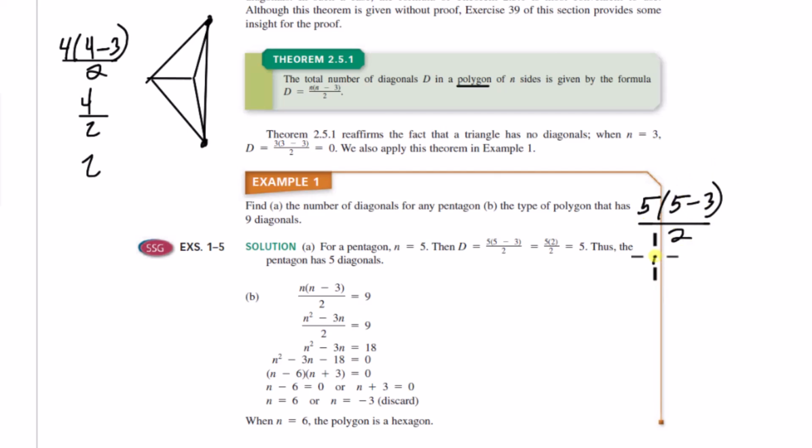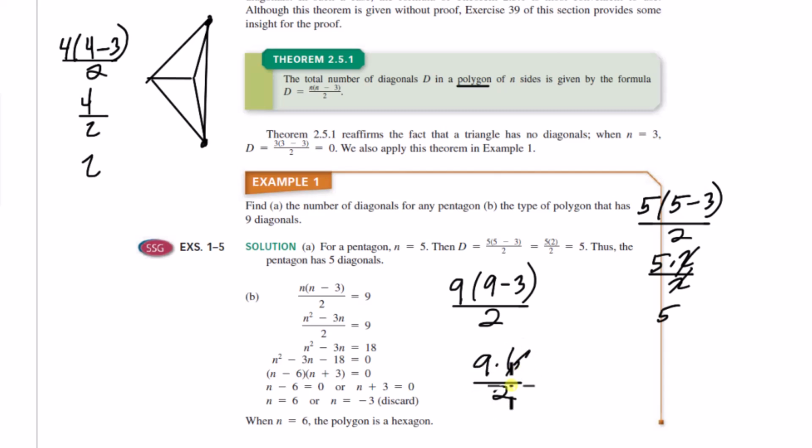Well, a pentagon has 5 sides, so 5 times (5 minus 3) divided by 2. 5 minus 3 is 2, so 5 diagonals in a pentagon. What about a nonagon? That's 9 sides, so 9 times (9 minus 3) divided by 2. So 9 times 6 divided by 2 would be 27. Oh wait, no, I read that wrong. They're saying the type of polygon that has 9 diagonals, not 9 sides.